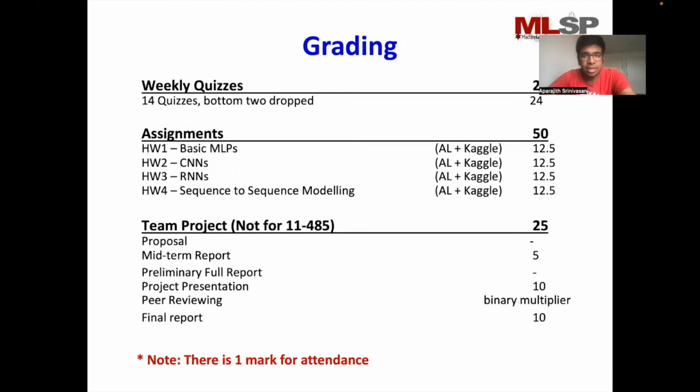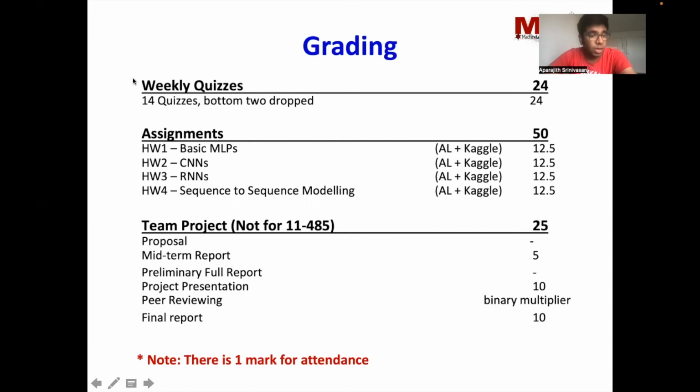So this is the grading scheme. You have 12 quizzes, each 2 marks, which gives 24 marks in total. Part one and part two, including for each homework, give you 12.5 marks. So all the homeworks give you 50 marks. The project is for 25 marks, which is not for the undergrads.